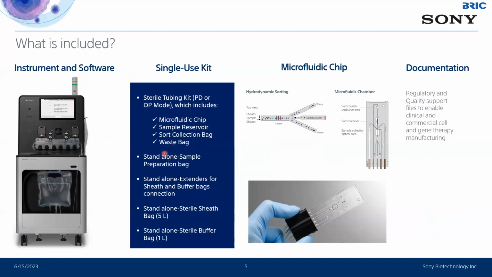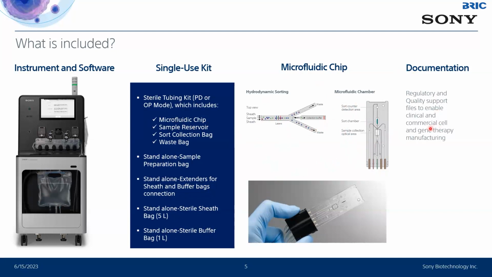And aside from these, the standalone sample preparation bag will allow you to transfer the sample from whatever upstream staining process to the inside of the sterile tubing kit. And extenders for sheaths and buffer bags will allow connection to the sterile sheaths and sterile buffer bags used to guide the cells and realize the microfluidic sorting. So the microfluidic chip, which is really where all the magic of the sorting happens, is proprietary and is included in the sterile tubing kits.